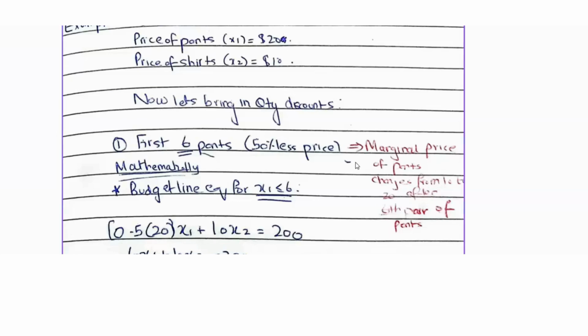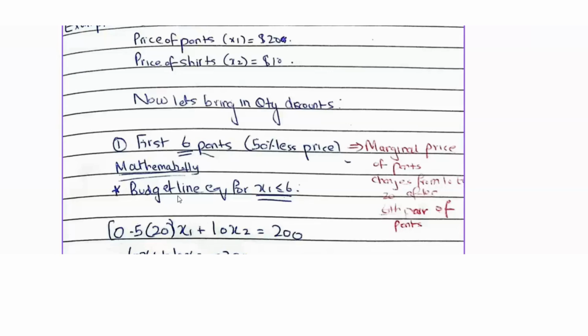So now because the price changes after the sixth pair of pants, when we're mathematically writing down the equation of the budget line, we will look at x1 less than or equal to 6 and x1 greater than 6. So we will consider the budget line as two segments, one that is relevant for x1 less than or equal to 6, and one that is relevant for x1 greater than 6, because it's only after the sixth pair of pants that the price changes. So first we look at the budget line equation for x1 less than or equal to 6.